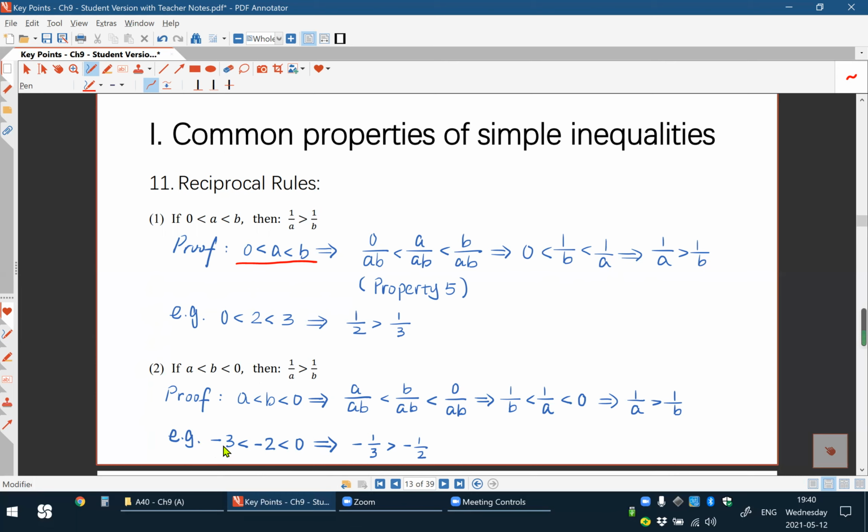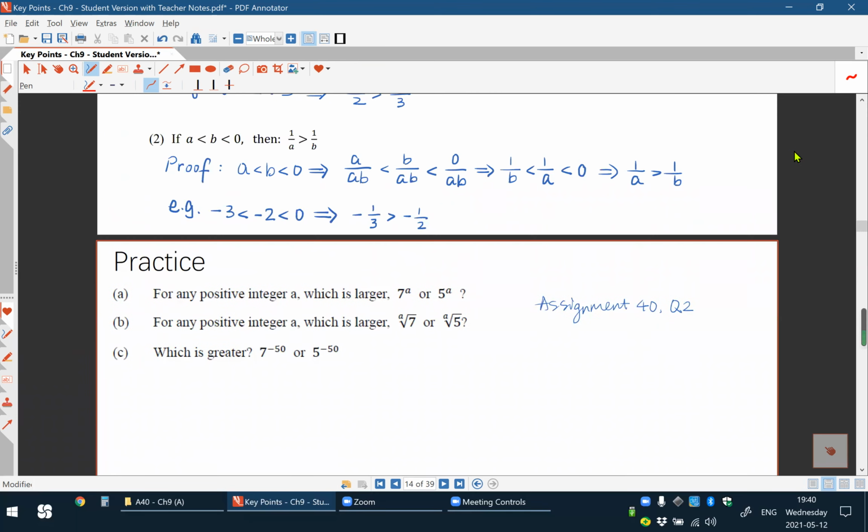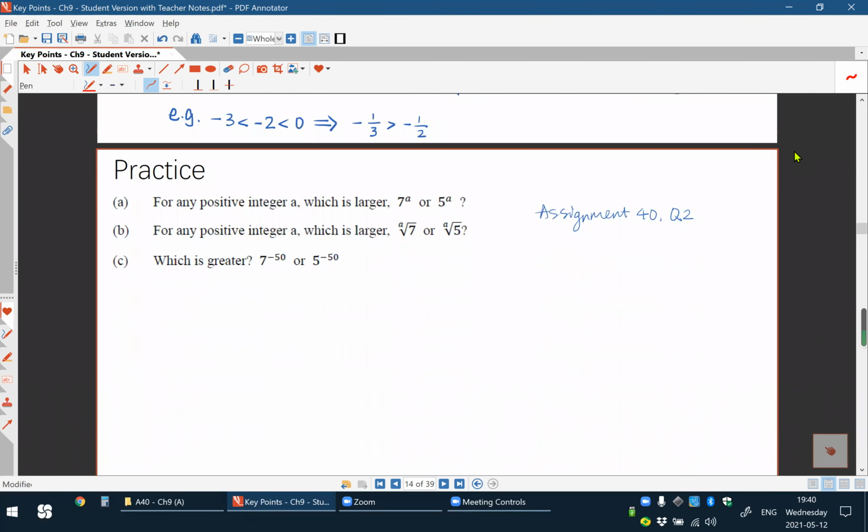For example, we know that minus 3 is smaller than minus 2, right? And both of the numbers are negative numbers. And then if we get their reciprocals, we know that minus 1/3 should be larger than minus 1/2, right? Okay, any questions? So basically, these are the simple rules when you need to solve or simplify inequalities, okay?